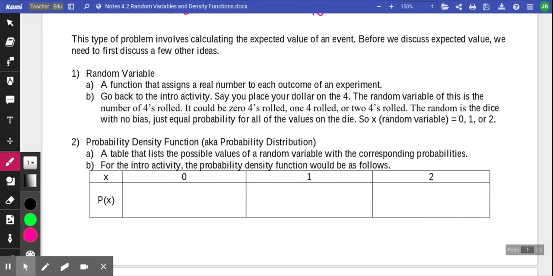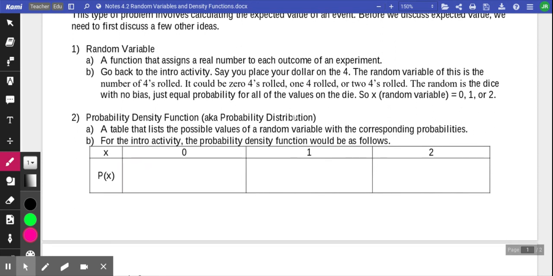So a random variable is a function that assigns a real number to each outcome of an experiment. In our intro activity, if we would have placed our dollar on the 4, the random variable would have been representing how many 4s were rolled. We could have rolled 0 4s, we could have rolled 1 4, or we could have rolled 2 4s. So 0, 1, and 2 would have been the numbers that our random variable could have been equal to.